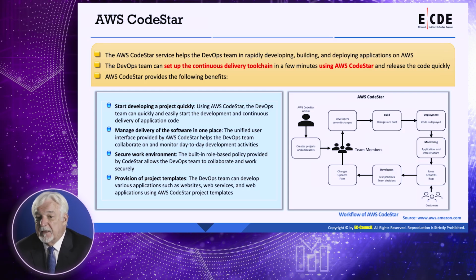Basically, you have an admin that creates projects and adds users, gives them the rights, their permissions, etc. The developers commit changes, the changes are integrated into a build and are deployed. At that point, monitoring of the application infrastructure kicks in, and the customers can see what's going on. So through the monitoring or through the ideas and requests and bugs that the customers find, you get feedback to the developers as far as making decisions on what you're going to do next. And at that point, you plan changes, updates, and fixes, and the cycle starts over again.